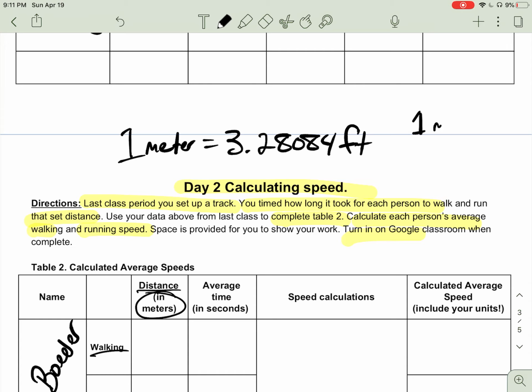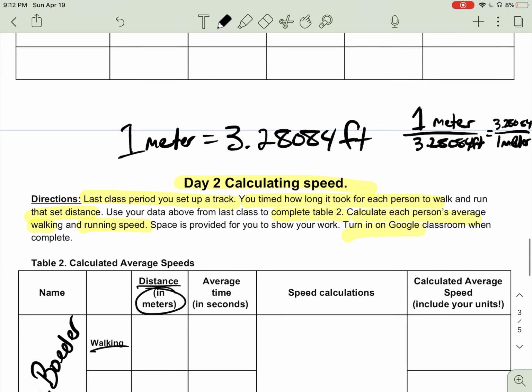And what we can do with that is make some quick little fractions that equal 1. So the fraction 1 meter divided by 3.28084 feet, if we think about it conceptually, equals 1. It's the same amount on the top and the bottom, and that's equal to this other version, 3.28084 feet divided by 1 meter. Both of those equal 1. We're going to use one of these as our conversion factor.